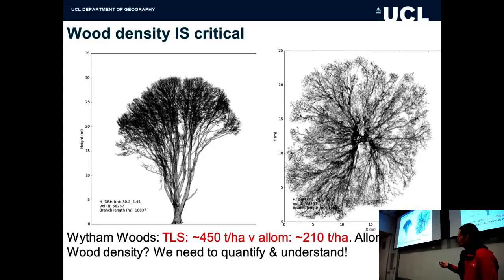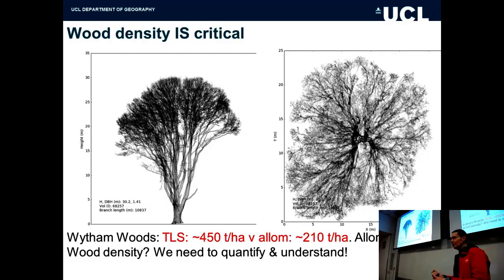Here's our Wytham and Sycamore again. Some work that we've done recently shows that if we use the standard UK allometric equations to estimate the biomass of this patch of Wytham, it comes out somewhere around 200, 220 tons per hectare. Our TLS is saying 450 tons per hectare. There's a lot of uncertainty there. There's a big difference between 220 and 450. It's 100% different.